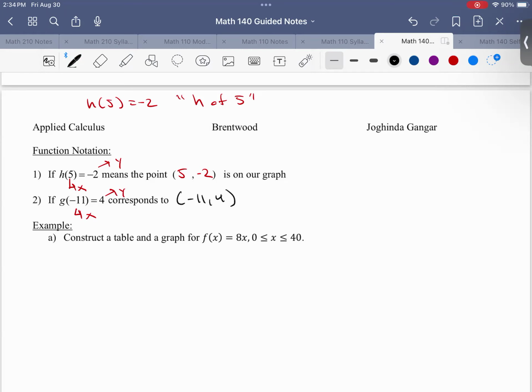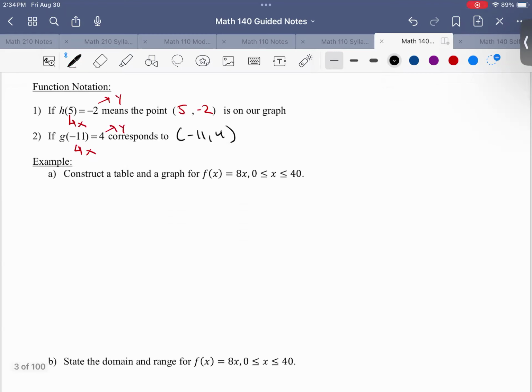Okay, so now let's put this into an example. The question says construct a table and a graph for f of x equals 8x, and we are restricted between x equals 0 and 40. So we're not going anywhere less than x equals 0 or anything greater than x equals 40. Okay, so the easiest way to graph this is constructing a table. Let's go ahead and try that out.